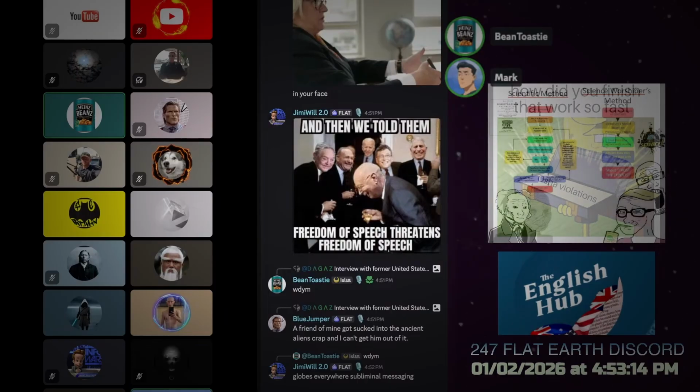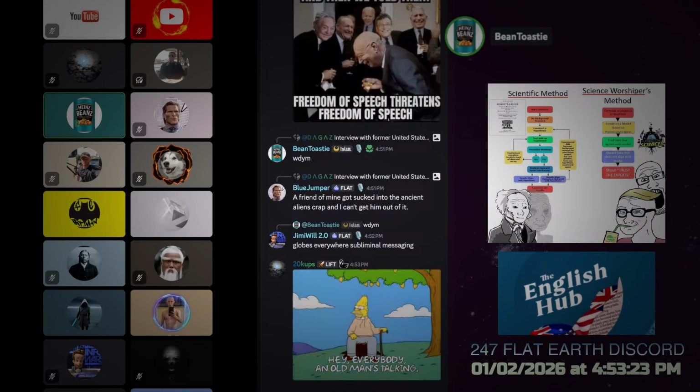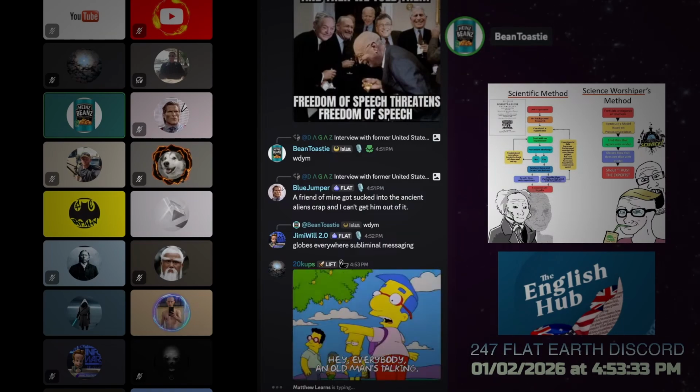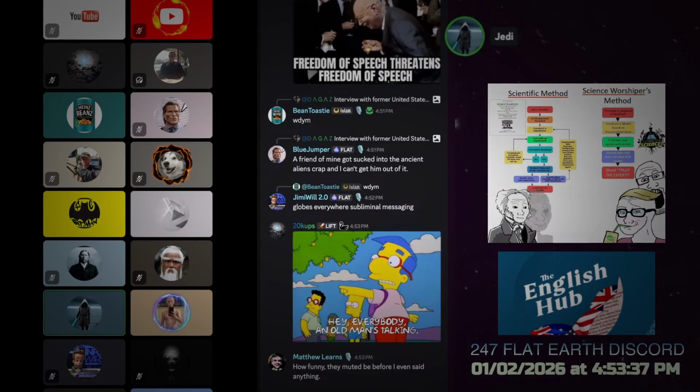The globe, the subliminal messaging comment, that's a bit of an overreaction. Yeah, the modern world believes that the globe is the truth, so obviously it's going to be everywhere because it's taken as a concrete fact. Not every recurring thing is subliminal messaging. There's a good word for this. Proliferation.